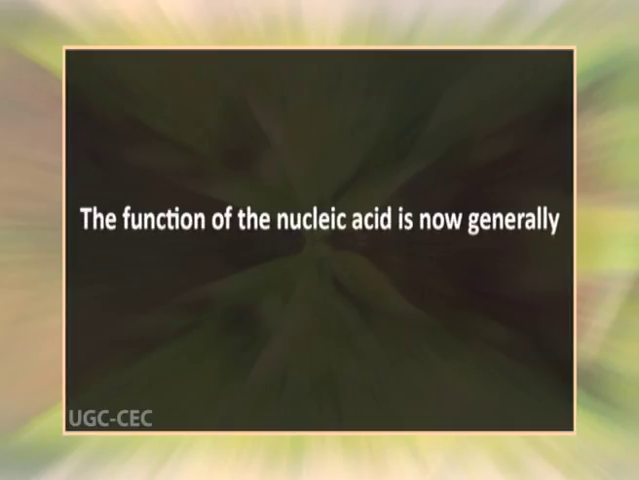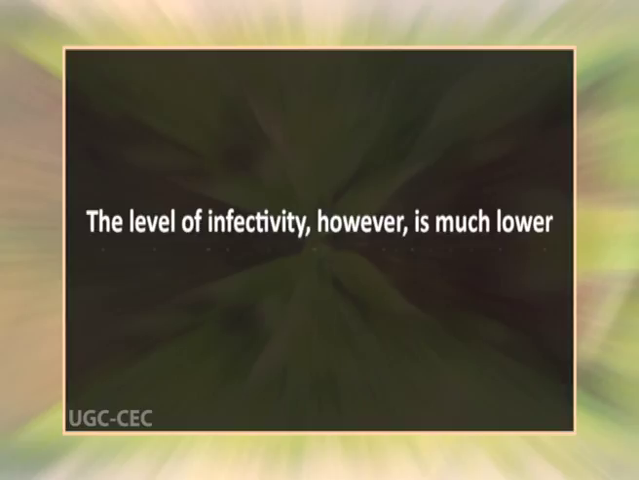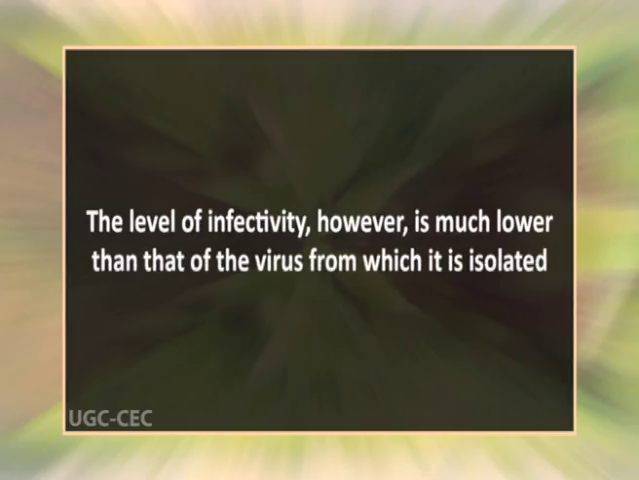However, the pattern of RNA from tobacco mosaic virus is characteristic of this material and is easily distinguishable from that of the RNA of the host cell and of other RNA viruses. The function of the nucleic acid is now generally accepted as being primarily a genetic one. It has been shown that when RNA is carefully isolated from the virus by any one of several methods, it will produce the same symptoms of infection as will the intact native virus. The level of infectivity, however, is much lower than that of the virus from which it is isolated.